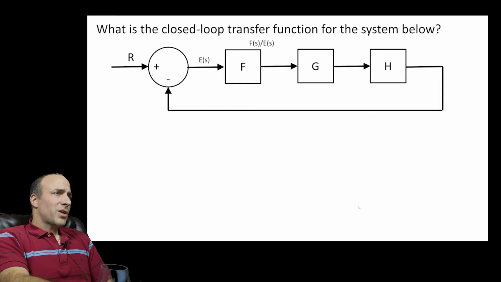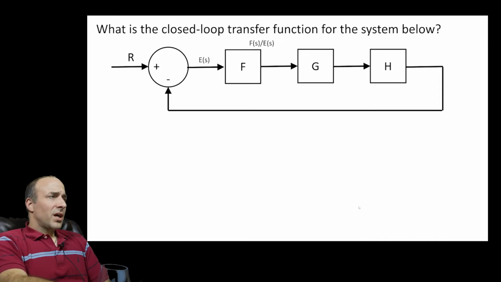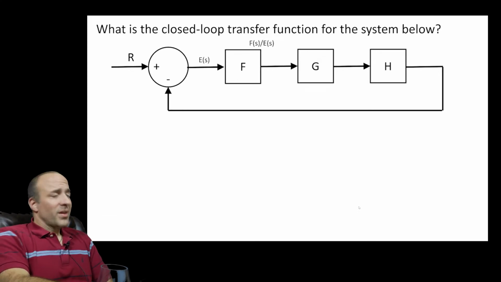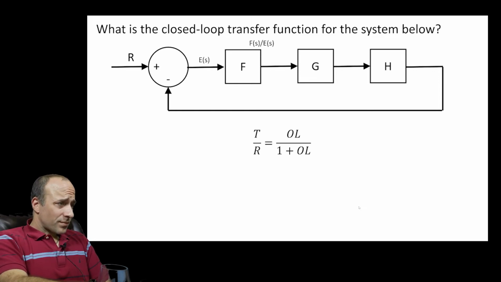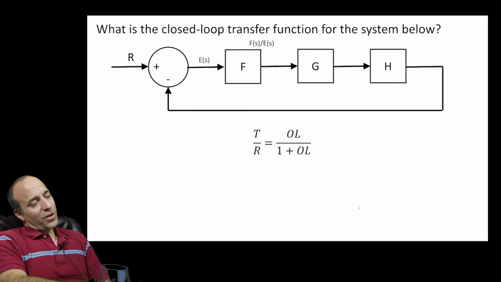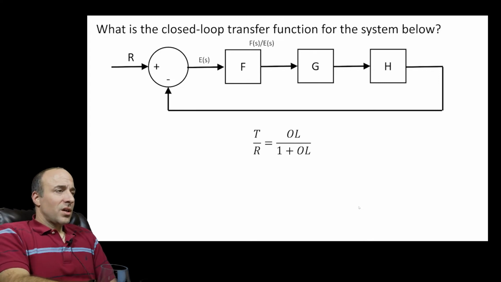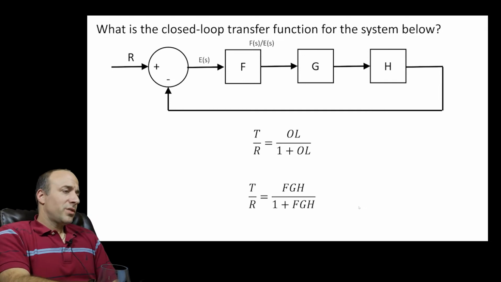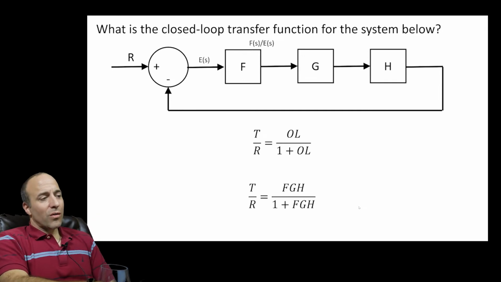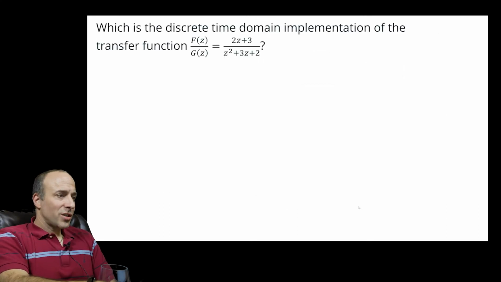Okay, and what is the closed loop transfer function for the system below? So we have 3 LTIs with a reference. So the open loop transfer function is FGH, and the closed loop transfer function is the open loop transfer function divided by 1 plus the open loop transfer function. So it's just FGH over 1 plus FGH.